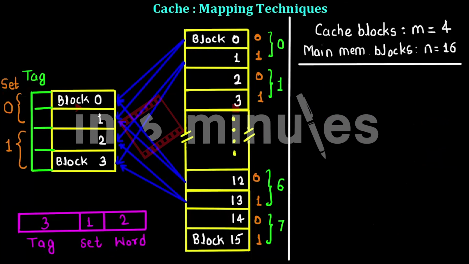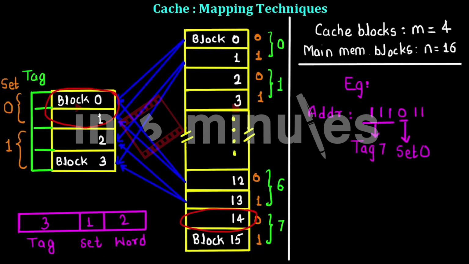So let's see an example. So this is the address. Now the first 3 bits are the tag bits. So tag 7 is going to be selected. So we know that it's going to come from either block 14 or 15. And set 0 means it is block 14 which is placed in block 0. And finally, the word bits decide which word needs to be addressed. That is 1 1, so from block number 14, the third word is addressed.